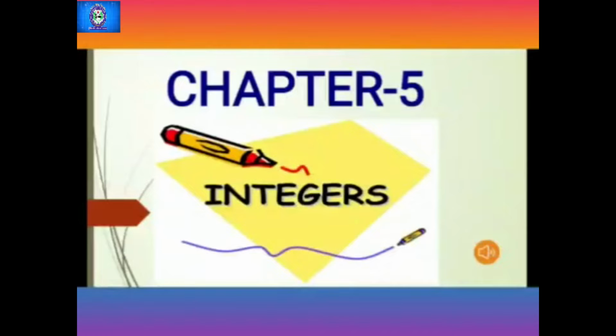Today we will start chapter 5, Integers. Dear students, in this chapter you will be able to explain negative numbers and their necessity in the number system. You will be able to define integers, order integers, represent them on a number line, state the absolute values of the integers, and state the opposite of an integer. You will be able to perform the operations of addition and subtraction with integers.